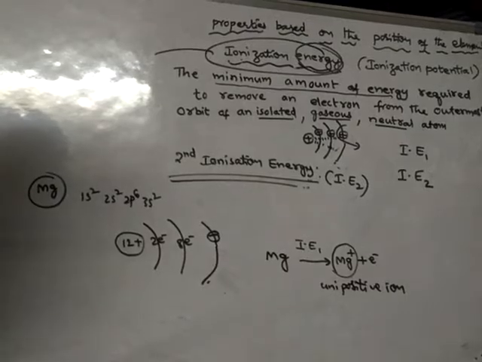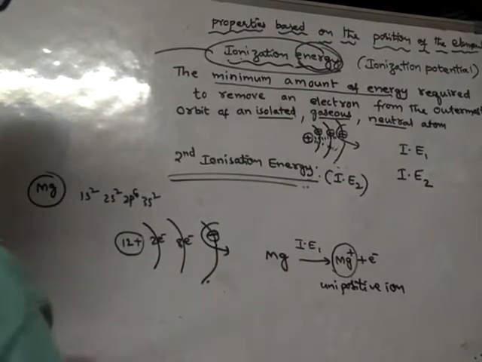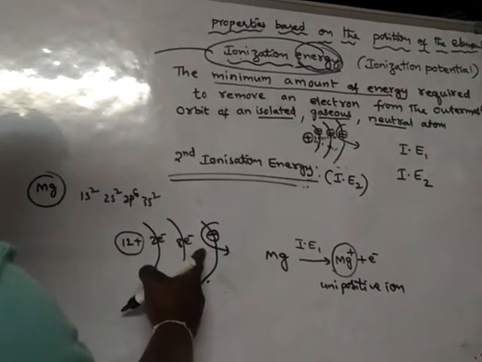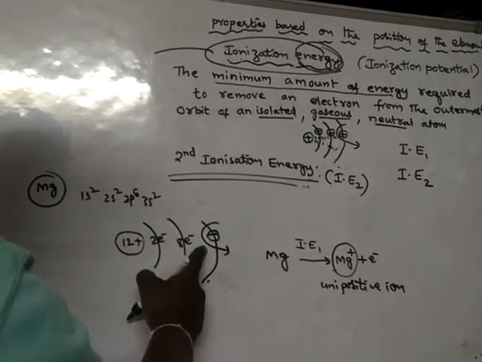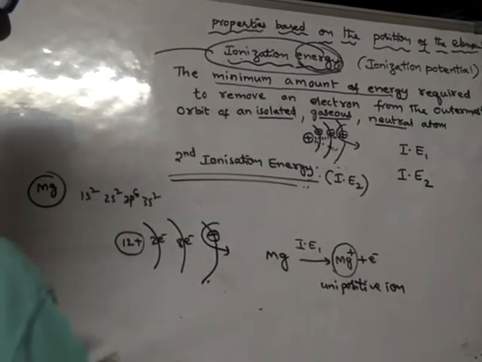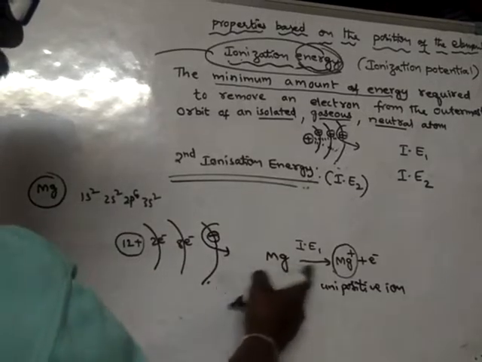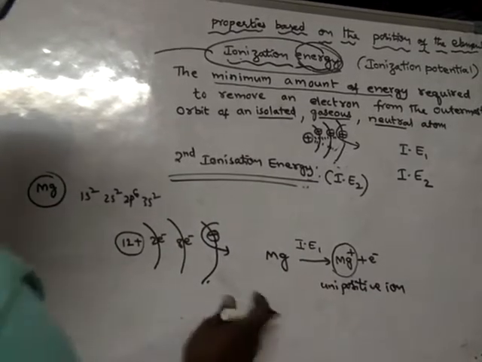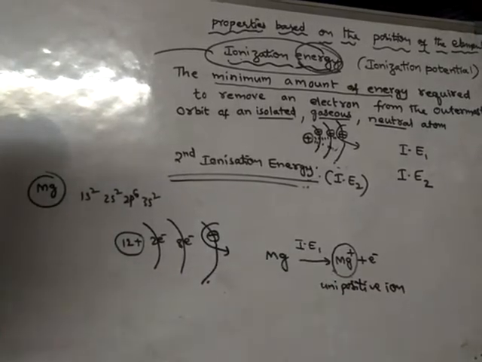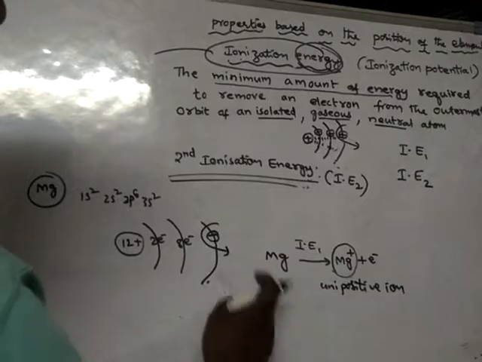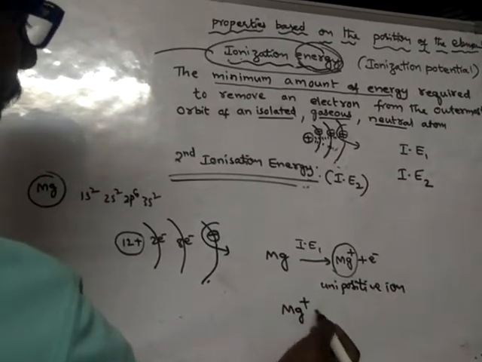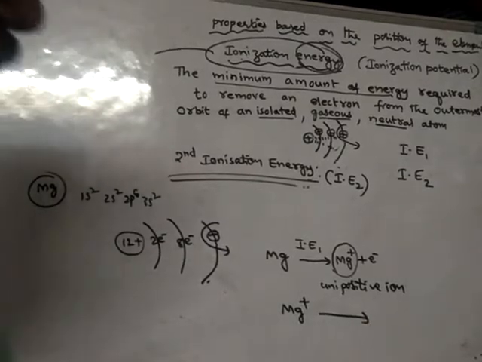Now I want to take another electron, the second electron. In order to take out the second electron, I am not taking it from magnesium. I am taking it from this one, not from that one, because already that one has become this one. Magnesium is no longer there, it is converted into this one. So from Mg plus only I have to take one more electron.